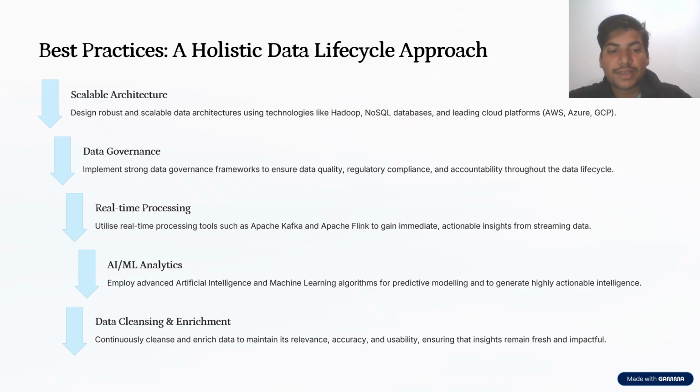Now, the fourth point is AI/ML analytics. Employ advanced artificial intelligence and machine learning algorithms for predictive modeling and to generate higher actionability. Now, the fifth but not least is data cleaning and enrichment. Continuously cleaning and ensuring data to maintain its reliability, accuracy, and usability, ensuring the insight remains fresh, etc. Now we move to the next slide.